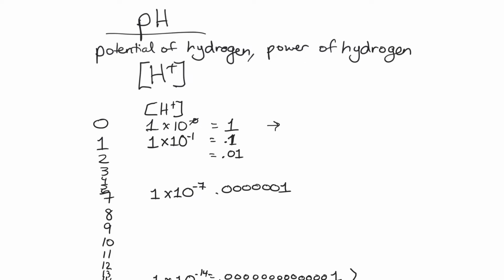It's in water, and water self-ionizes, and water has some H+ ions and some OH- ions. But acids have more H+ ions, and bases have more OH- ions.